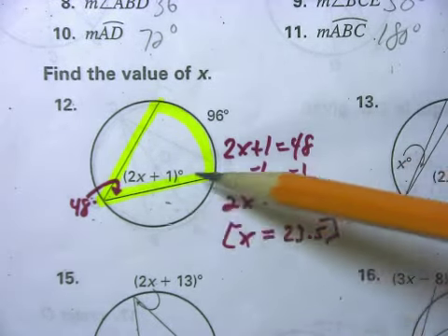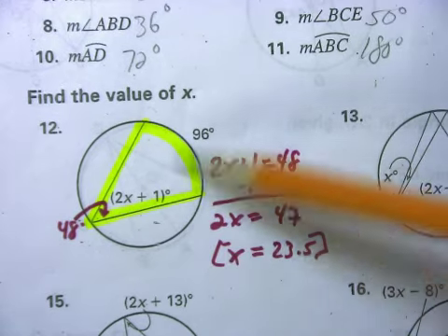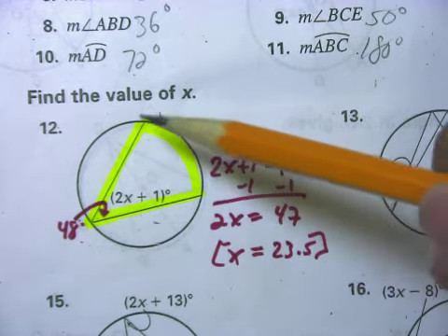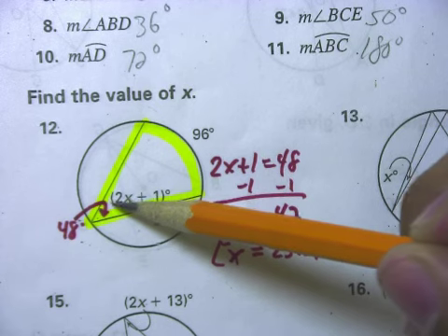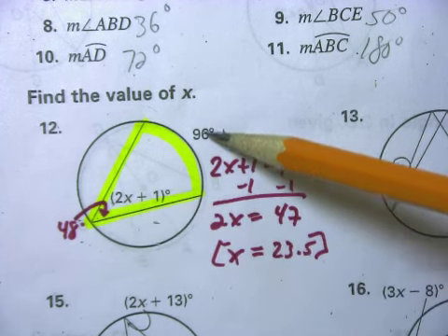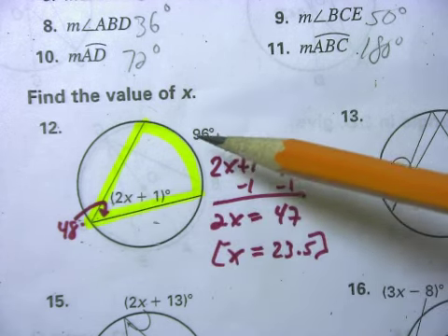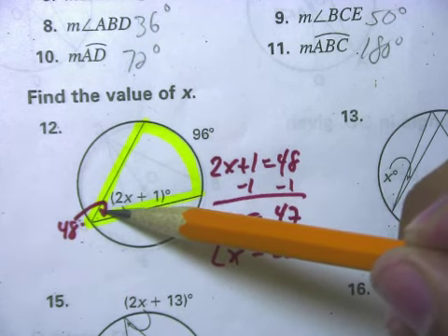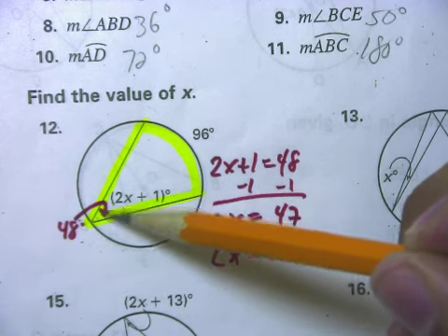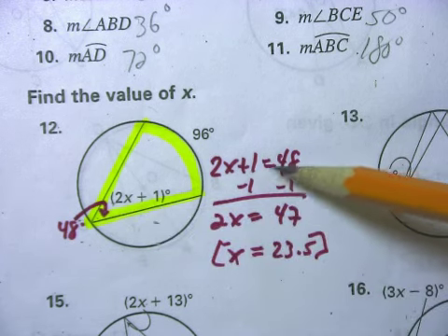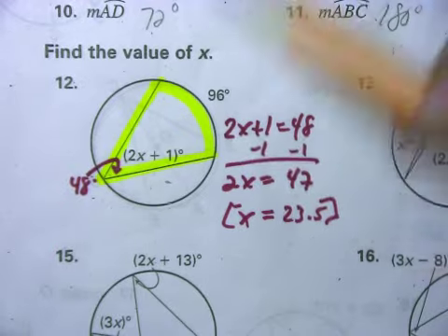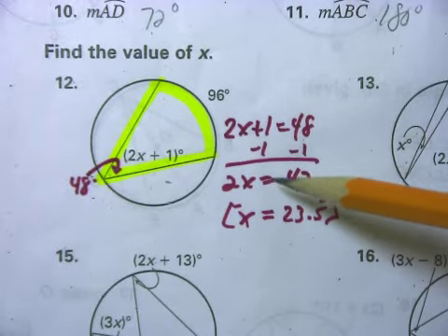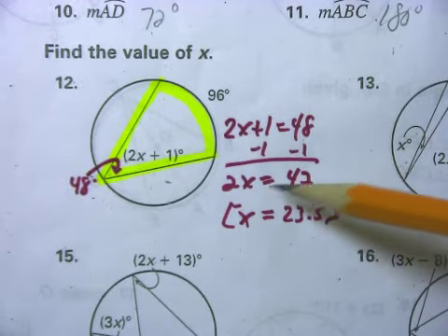Question number 12 is asking for the value of x. Well, they tell you that this arc here is 96 degrees, and they give you the value of this inscribed angle, which is 2x plus 1. If this arc is 96 degrees, this angle is going to be half of 96 degrees. And 96 divided by 2 is 48. So this angle right here is 48 degrees. So I can say that 2x plus 1 is equal to 48.